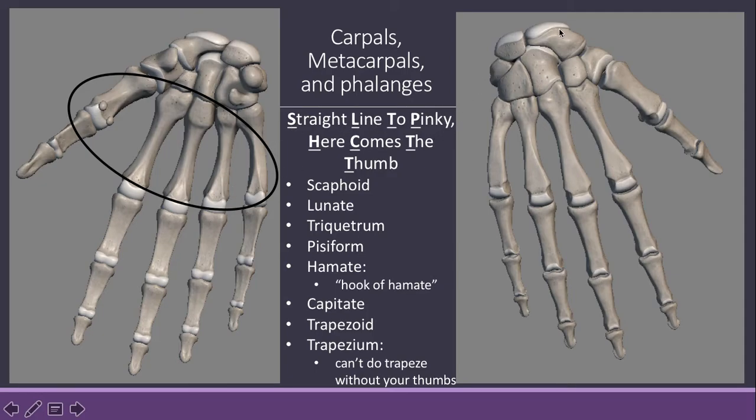So if you start at the scaphoid, you say straight line to, and then on the other side is the pisiform. You can't see it in this picture, but straight line to pinky. Here comes the thumb, and you should end on the thumb when you do this mnemonic. So, straight line to pinky, here comes the thumb. So straight, scaphoid, this is the scaphoid bone here.